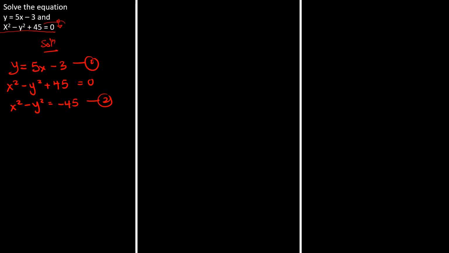So with this, by simplification, because y is equal to 5x minus 3, wherever we see y in the second equation, we substitute it. In other words, x squared minus (5x minus 3) raised to power 2 is equal to negative 45.